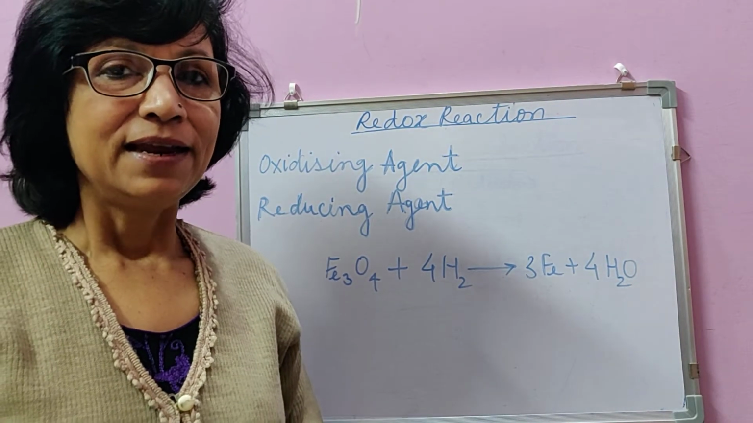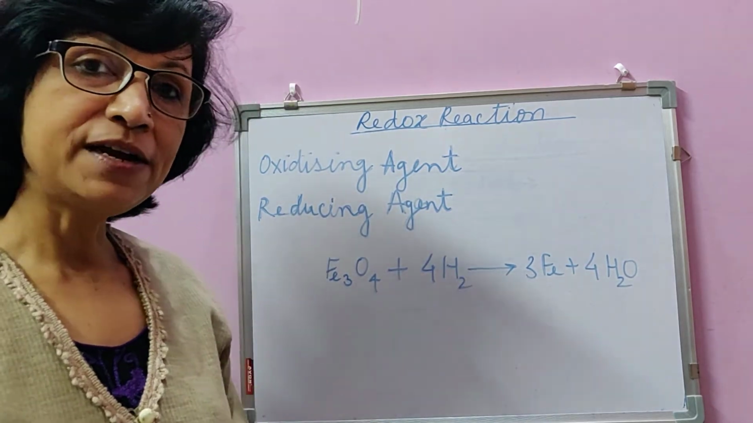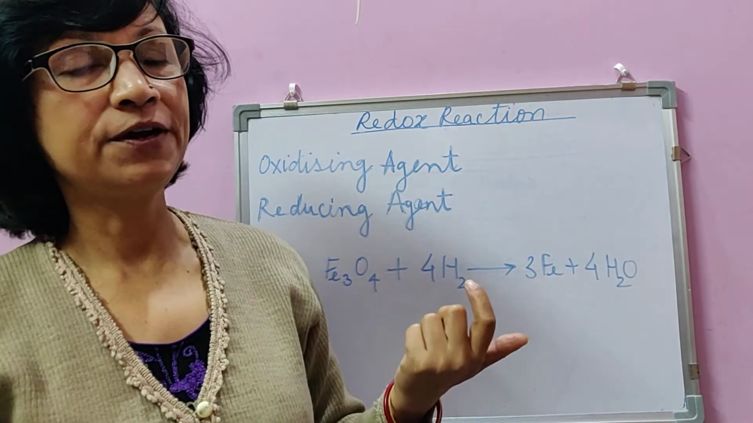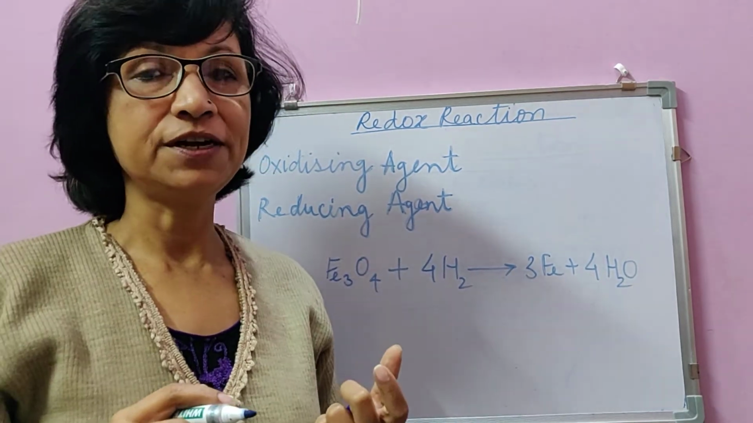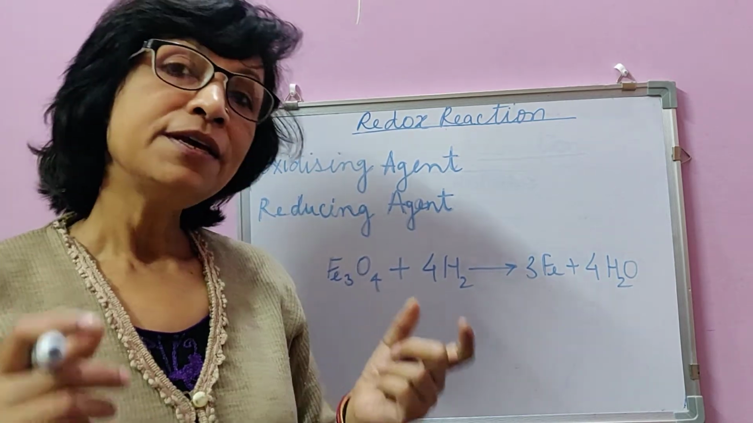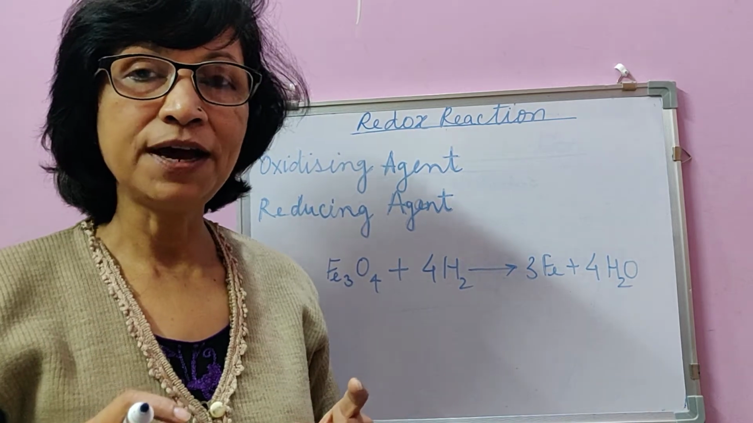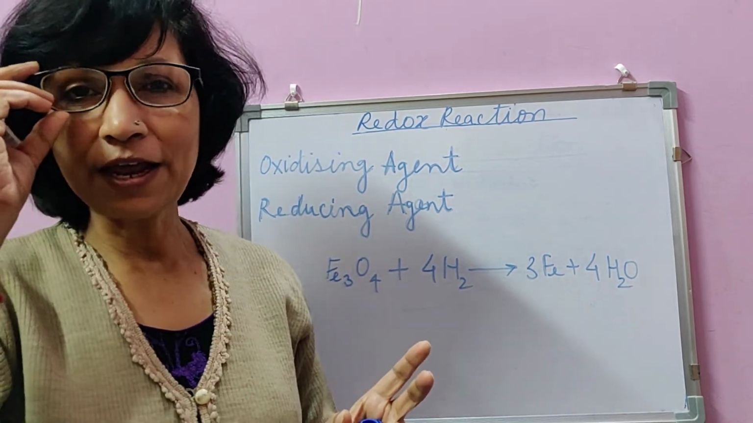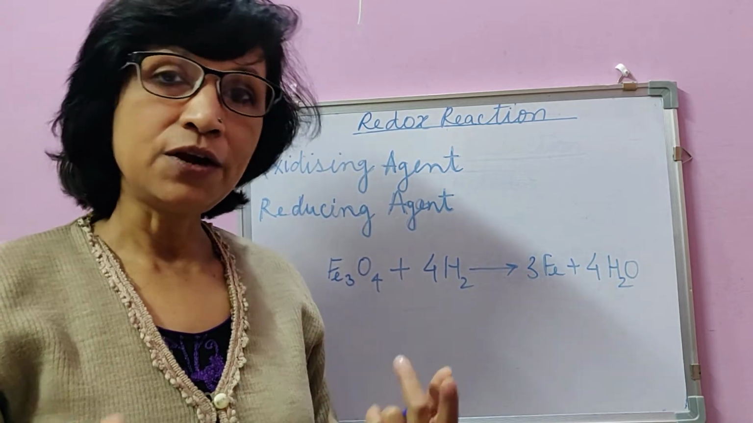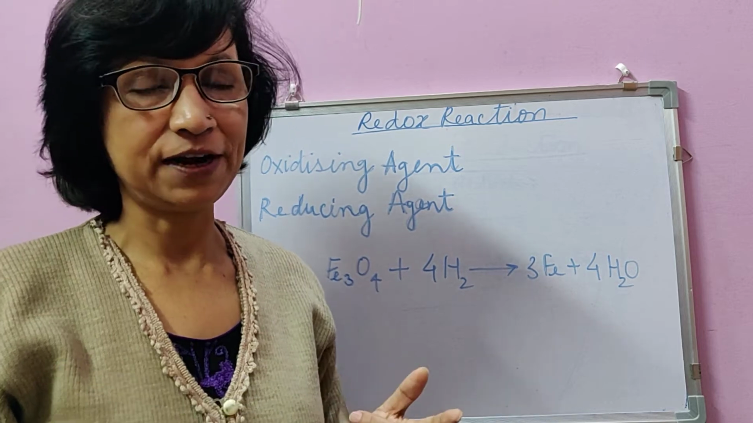Dear students, let's have a quick recall of oxidation and reduction. A chemical reaction which involves addition of oxygen or loss of hydrogen is said to be oxidation reaction, whereas a chemical reaction which involves gain of hydrogen or loss of oxygen is said to be a reduction reaction. If we take it from the point of view of gain or loss of electron, then oxidation is loss of electron, whereas reduction is gain of electron.